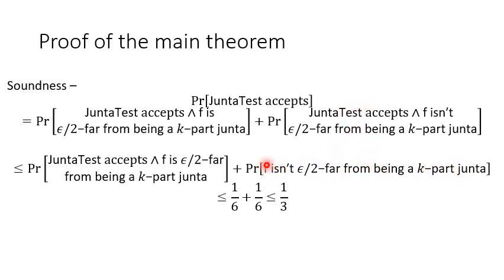Now by the main lemma, because f is epsilon far from being a k-junta, the probability that it is not epsilon over 2 far from being a k-part junta will be smaller than 1/6. That is the lemma. And because of the previous slide where we used Markov's inequality, this probability will also be smaller than 1/6. So overall, the probability that the algorithm will accept and be wrong is smaller than 1/3, which is good because this is a constant soundness error smaller than 1/2, and the algorithm is a valid junta tester.